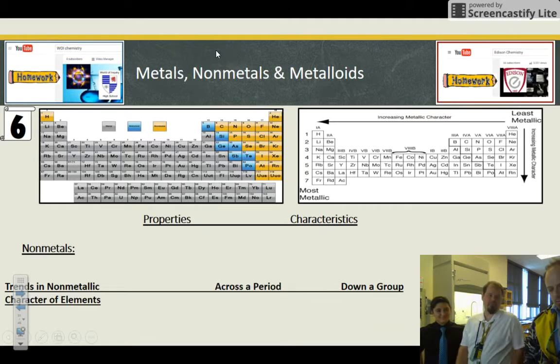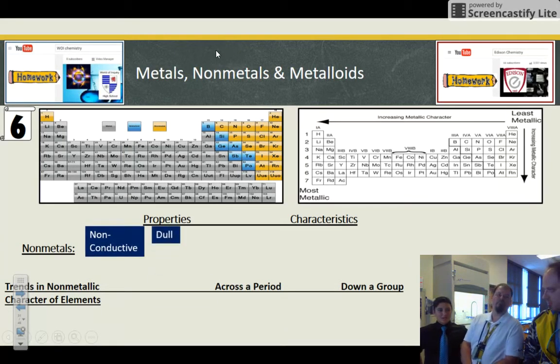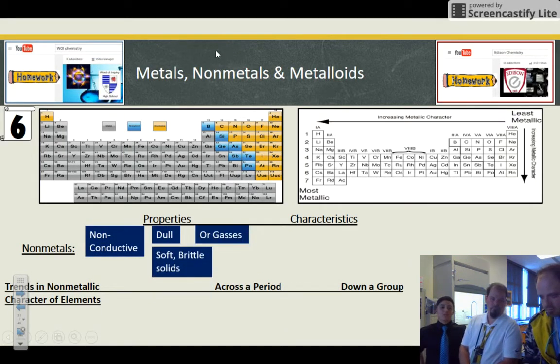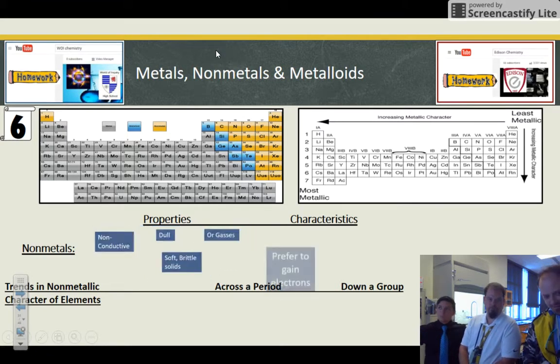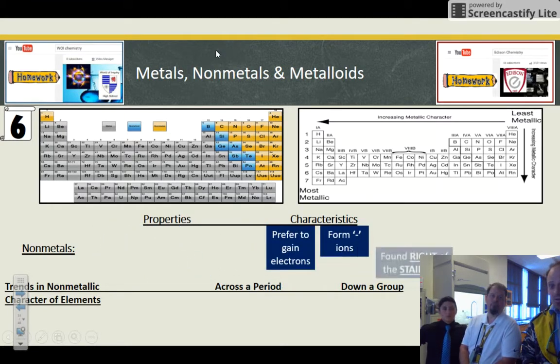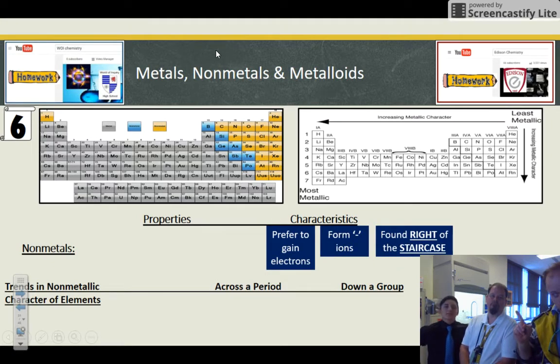You've got nonmetals. These are going to be non-conductive, dull, soft, brittle solids or gases. These are the ones in blue up top. Yellow. Yellow. Good call. Their characteristics are that they prefer to gain electrons, form negative ions, and they're found right of the staircase. So that would be a yellow one.